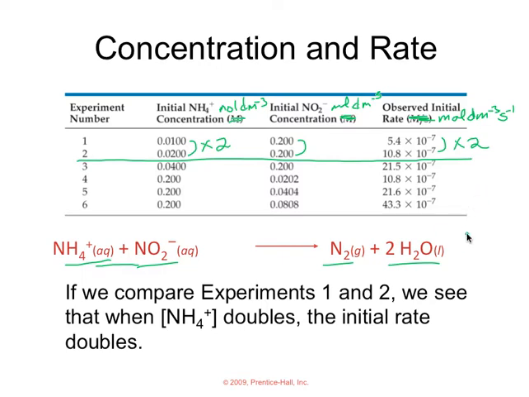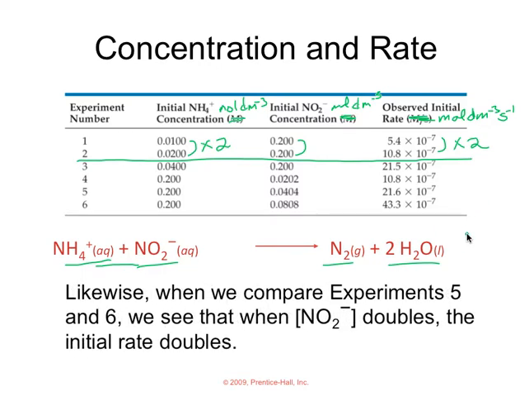Looking at the rate, my rate also doubled. Now, when we look at experiments 5 and 6, we notice that this stays the same, so the concentration of ammonium is not going to have any effect on the rate. We notice that the concentration of my nitrite is multiplied by 2, and again we should see that the rate is multiplied by 2.